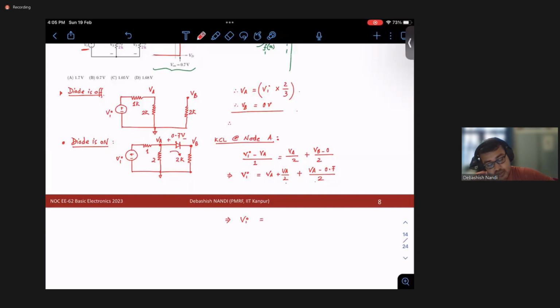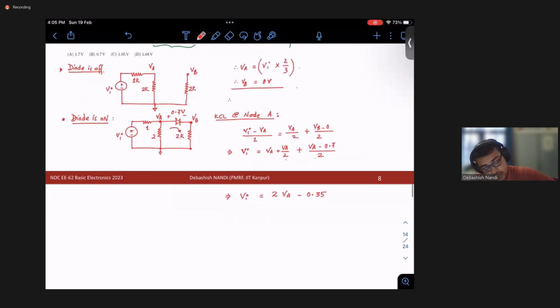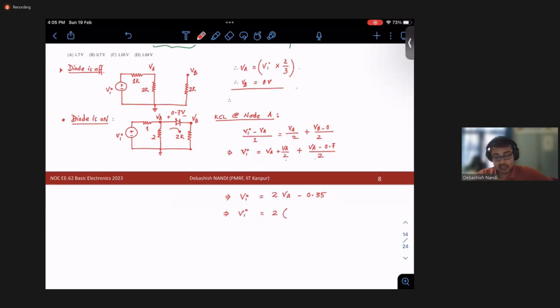So if I got you correctly, what you mean to say is this is 2VA minus 0.35. So what is VA? Can you tell me what is VA at this point? This is nothing but VB plus 0.7. Yes, right. So how can I put the constraint same for both the cases?